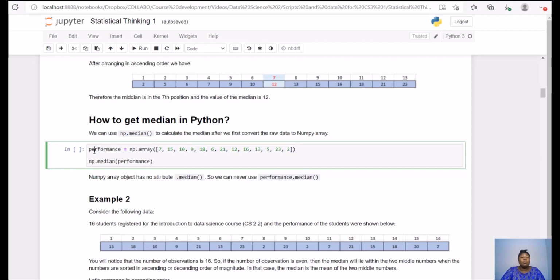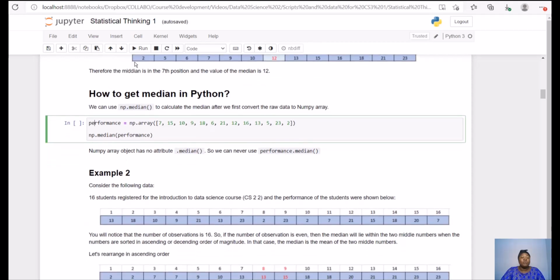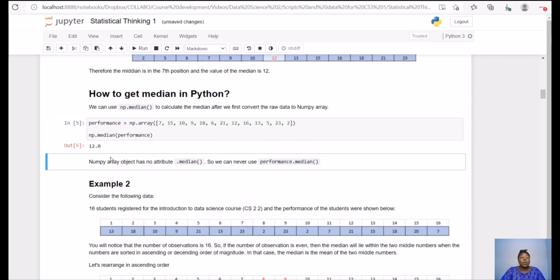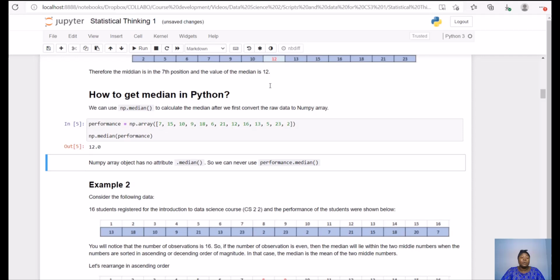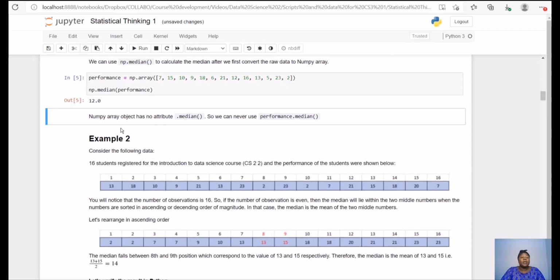We call it performance. So now we want to find the median for this performance. Our median value is 12, which is exactly what we got where we calculated it without using our NumPy notebook. We also note that the NumPy object has no attribute median, so we can never use performance.median here, just like we had used in the main up there.